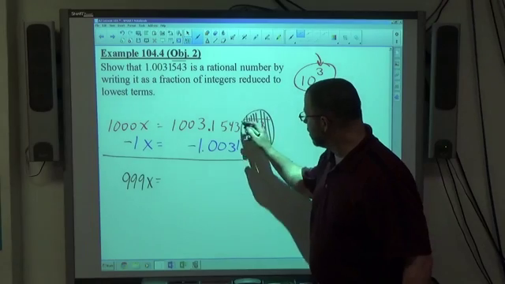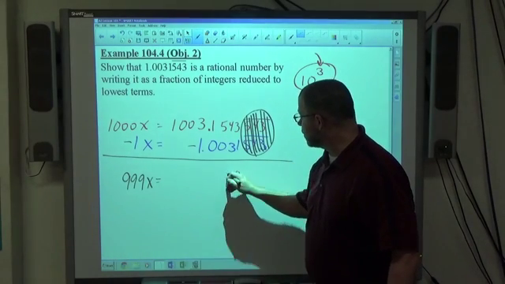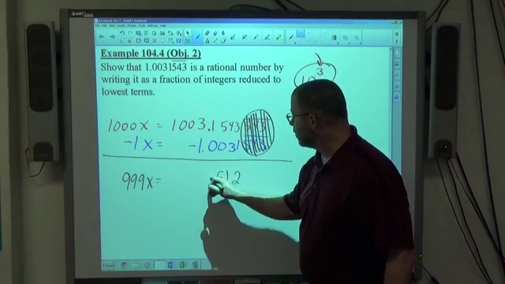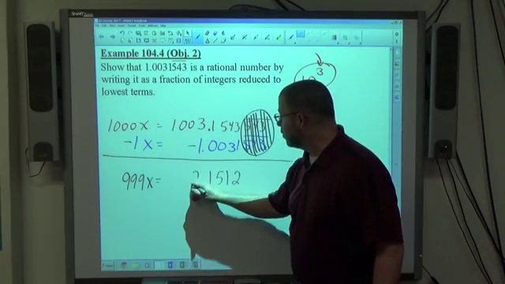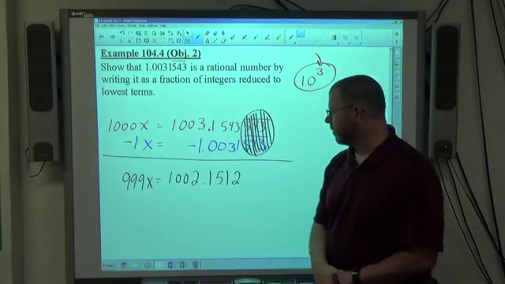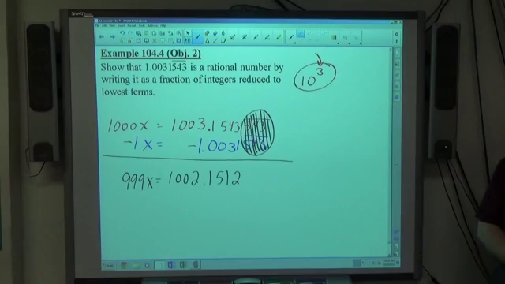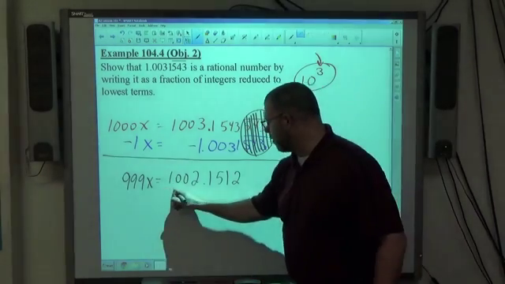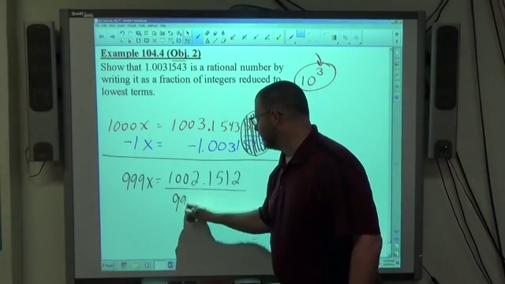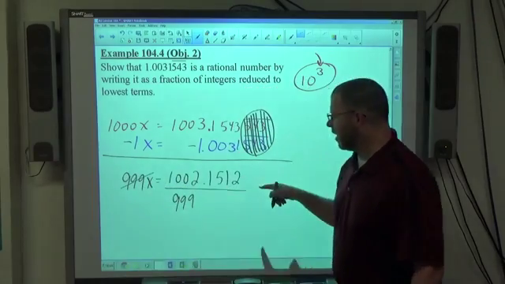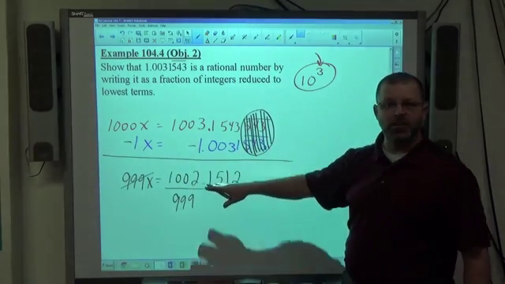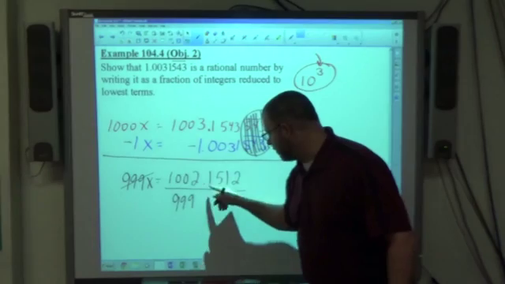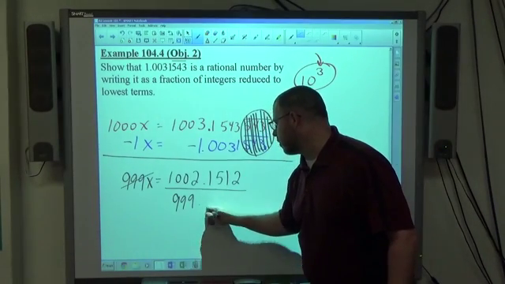As far as this is concerned, 3 minus 1 is 2, 4 minus 3 is 1, 5 minus 0 is 5, 1 minus 0 is 1, 3 minus 1 is 2, and we get 1,002.1512 over 999. So x equals this. Again, this is not a good fraction because we got a decimal on top. So I'm going to put 4 decimal places on the bottom.